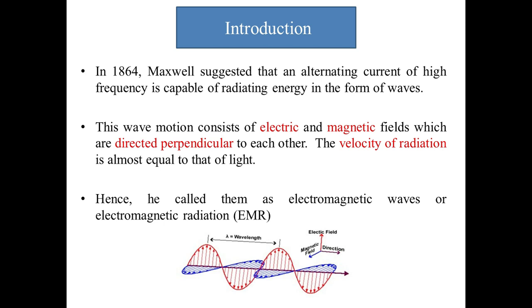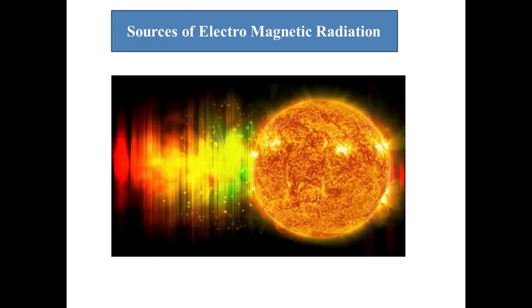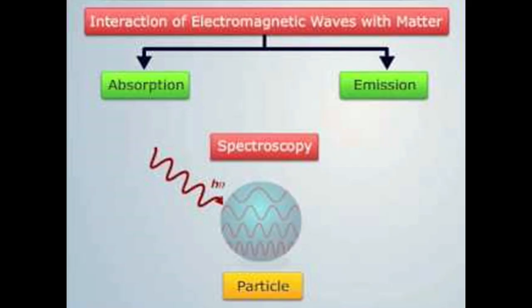You see the image here, right? So what is the source of the electromagnetic radiation? The sun is the source of the radiation. Every second, every minute, the sun gives radiation to every particle. So the source of electromagnetic radiation is the sun.